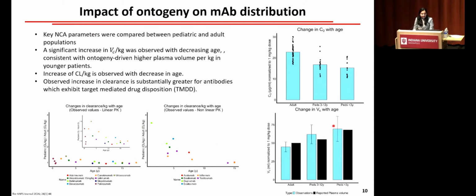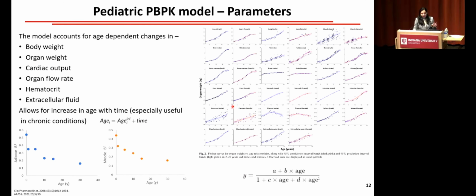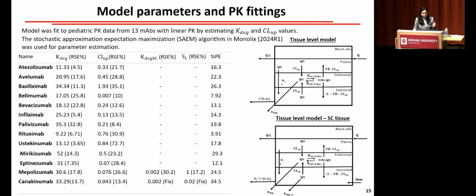These results were further highlighted by NCA analysis, where we saw that pediatric patients have higher VC per kg and also higher clearance per kg. To incorporate all these changes, we then developed a pediatric antibody PBPK model, where we used the same basic structure as adults and incorporated a lot of physiological parameters that change with age. By incorporating all these parameters, we were then able to characterize the PK of various antibodies across different age groups reasonably well, as can be seen over here.